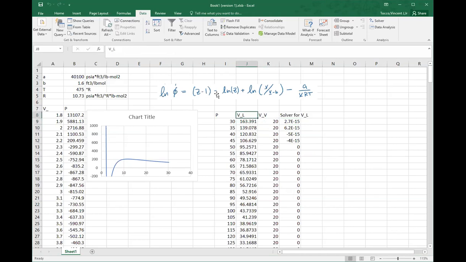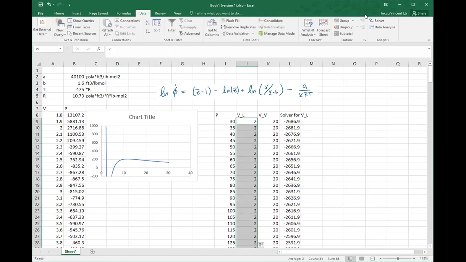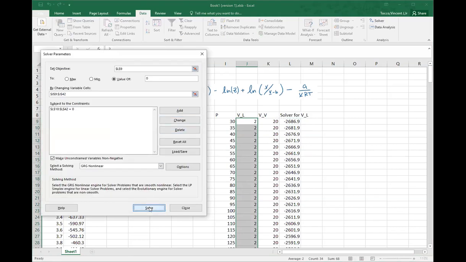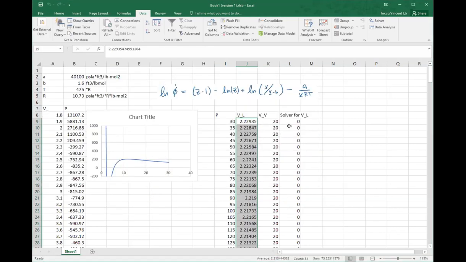Oh, maybe it's too difficult. I'm just going to, let's see. No, I want to keep things organized. I'm going to put my initial guess back to 2, and I'm going to solver everything again. Okay, that's back how I had it.